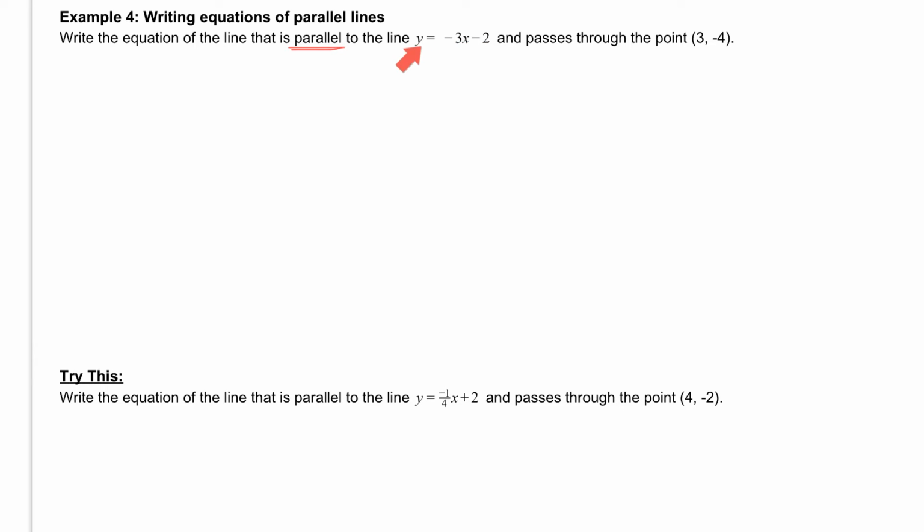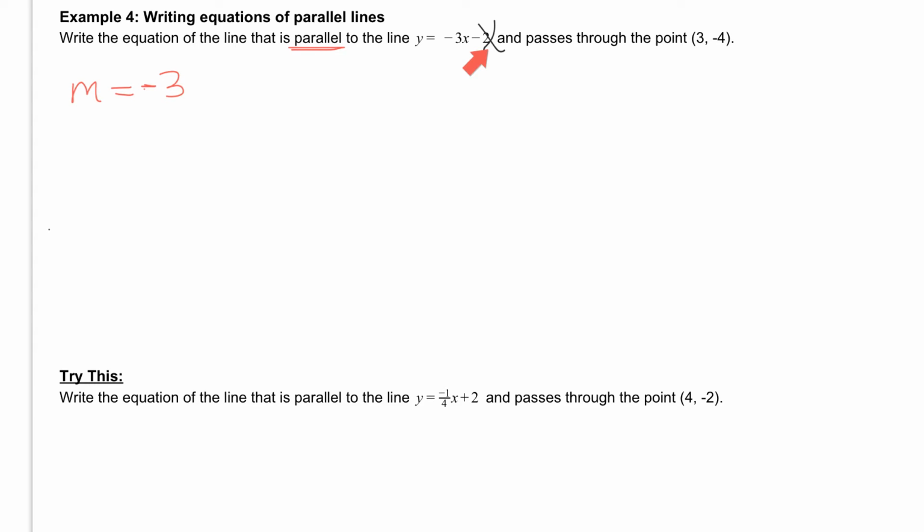Since this line is in slope-intercept form, meaning y is by itself, I know the slope of this line is -3. So I'm going to use a slope of -3 for my new line. Because they're parallel, those slopes have to be the same. I don't care about this y-intercept, and I'm going to cross that out so I'm not tempted to use it.